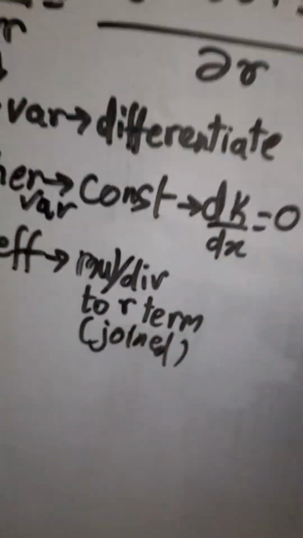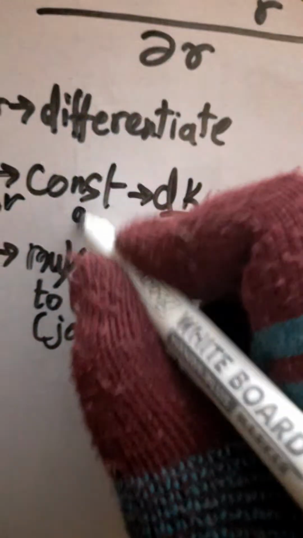So other than r, other variables would be considered constant if they are standalone. And if they are multiplied or divided to the r term, or joined, then the derivative of a constant times f of x, d(k f(x))/dx, means you take the constant out and multiply it later with the derivative of the function, like k times d f(x)/dx.